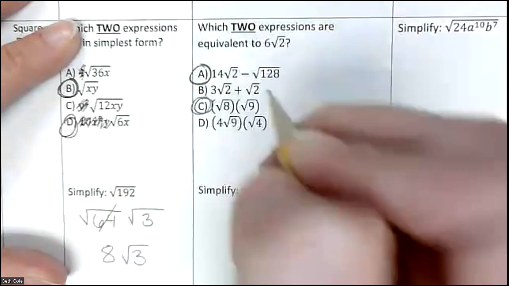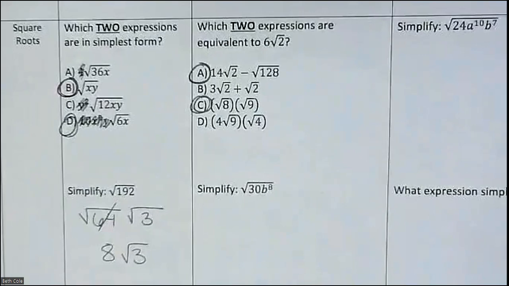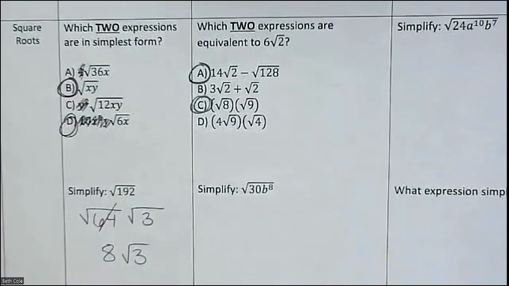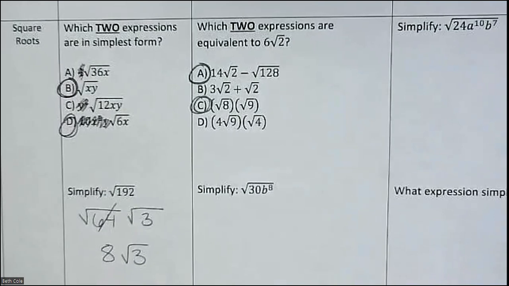And then I don't even need to test D because we found our two. Do you guys see how I did that? I typed the problem and I typed the choices. You can do that for like half the test. But listen to me. The calculator will do numbers. It won't do variables. It doesn't know what X and Y and A and B and all that stuff are.